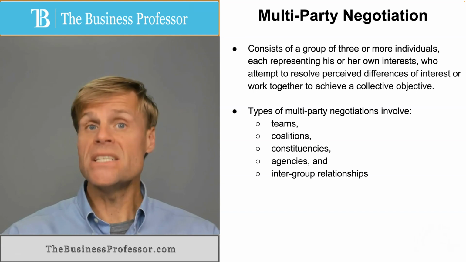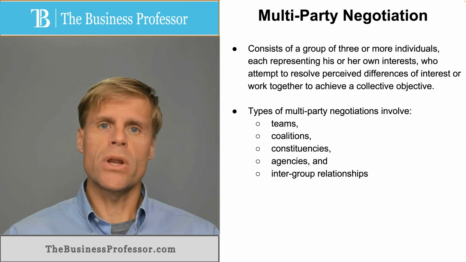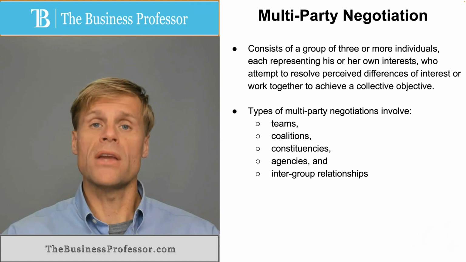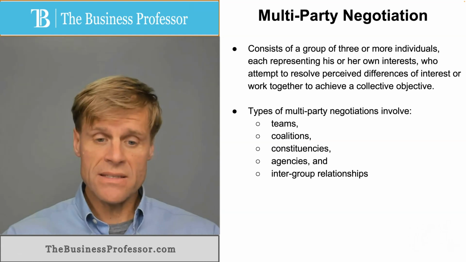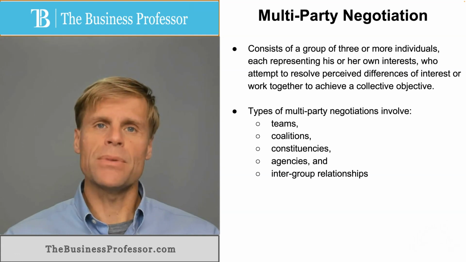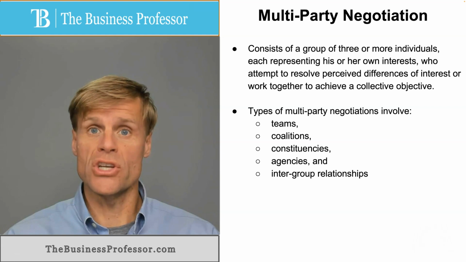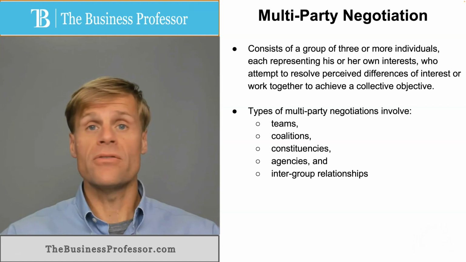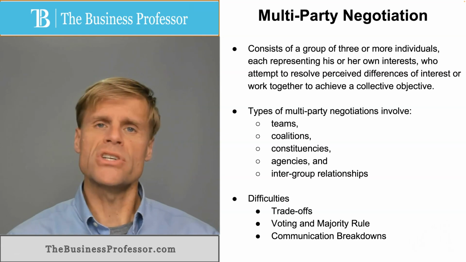You can have an agency relationship, which is similar to constituencies, except that the agent is 100% representing you, not you and themselves. And then intergroup relationships, this is the negotiations that happen internally within whatever group is part of a negotiation. So with that being said, there are various formats and scenarios where team-based negotiations arise.